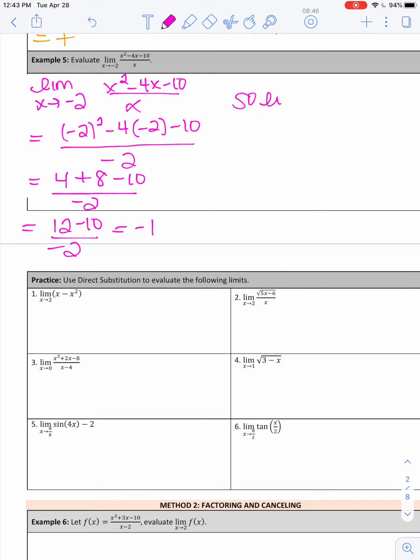That tells us that the limit as x approaches negative 2 of this rational function, x squared minus 4x minus 10 over x, is equal to negative 1. And as with all these other examples, you do have that graph provided on your guided notes, and you can go ahead and check that out.